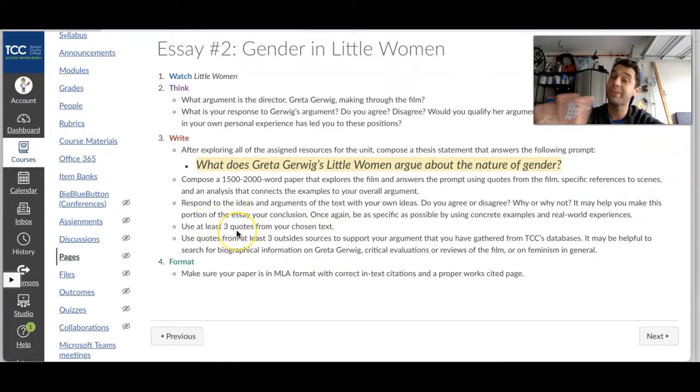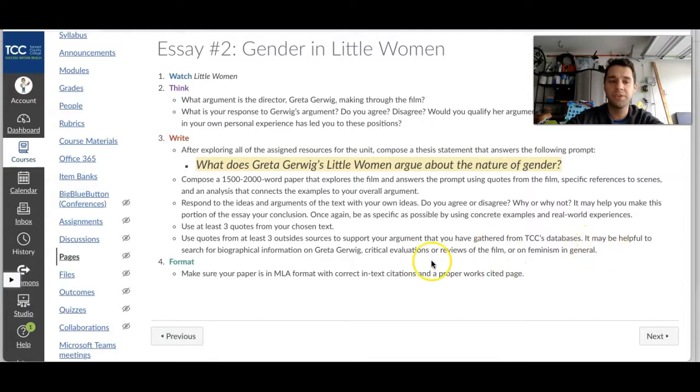I want you to use at least 3 quotes from the film, so when you're watching, jot down with pen and paper. And then use quotes from at least 3 outside sources to support your argument that you've gathered from TCC's databases. Once again, you can explore those links in the resources module if you forgot how to use those TCC databases, or you can ask me for help after you've watched those videos and looked at those resources and still can't figure it out. But generally, those are pretty helpful.